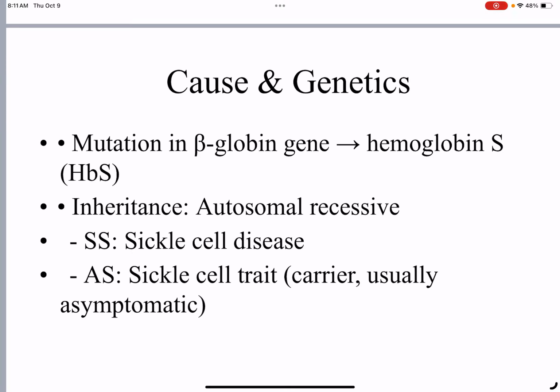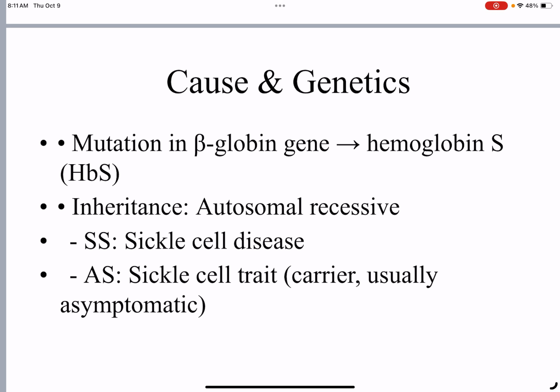Now I want to take you back to undergrad. Remember undergrad biology 101, we learned about inheritance patterns. You remember autosomal recessive, autosomal dominant. In terms of sickle cell disease, the inheritance pattern is autosomal recessive. What this basically means is that you need two abnormal genes to have sickle cell. You get one abnormal gene from the father, you get another abnormal gene from the mother. That's how you have SS, and that's how you have sickle cell disease.